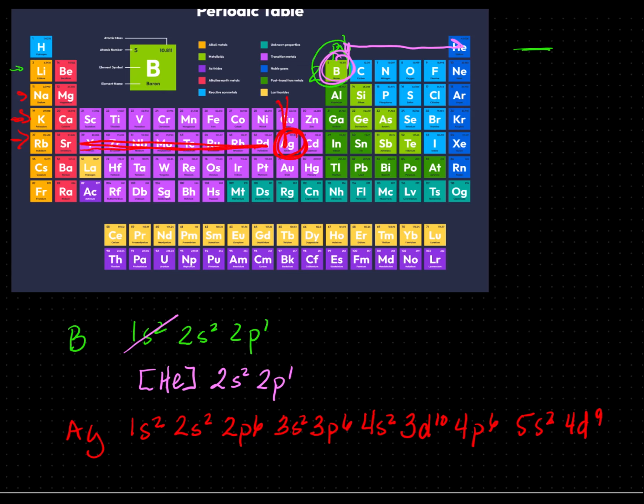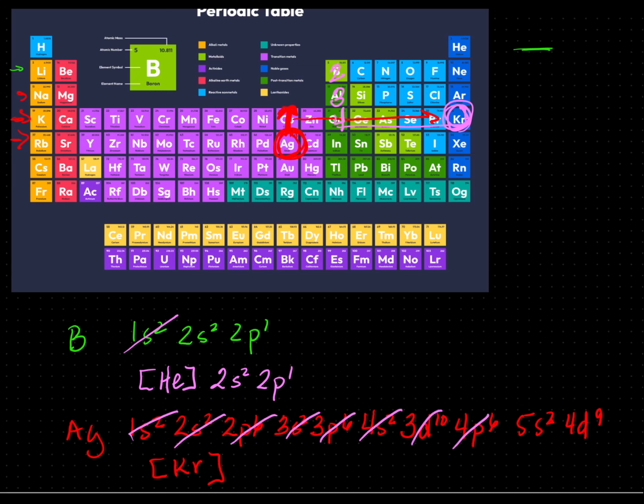To find a noble gas notation, we locate silver. We go up 1 period, which is period 4. We find a noble gas, which is krypton. So we write krypton in bracket. Krypton is located in period 4 because in the P block, this is 2, 3, 4. Since it's completely filled, this is 4p6. So krypton is up to 4p6, which is here.